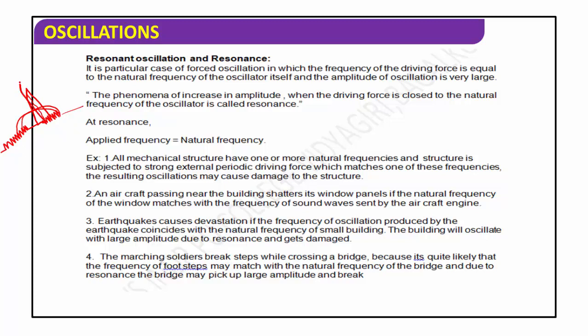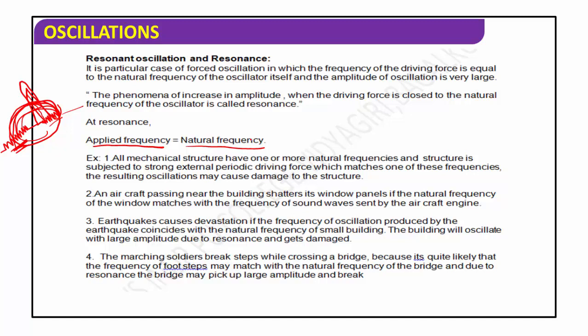This is called resonance, where the natural frequency and the forced frequency of the body are equal to each other, or the applied frequency of the body and the natural frequency of the body are equal. This condition is called resonance, where the applied frequency is equal to the natural frequency. Natural frequency means the body oscillates along its own axis without any force, without any disturbance. That is called natural frequency.